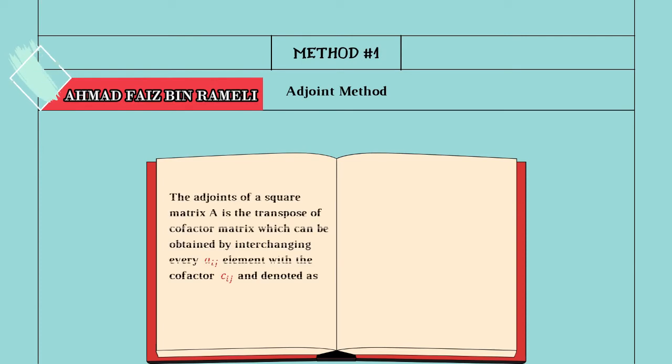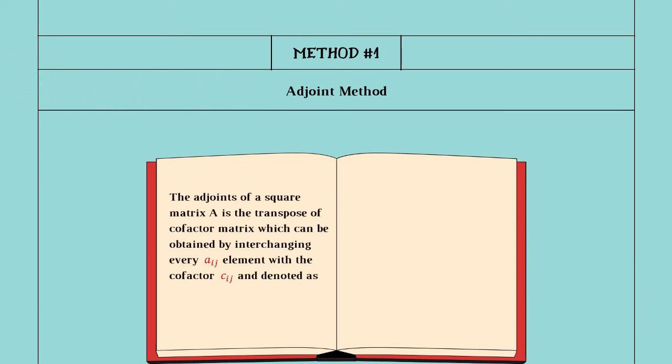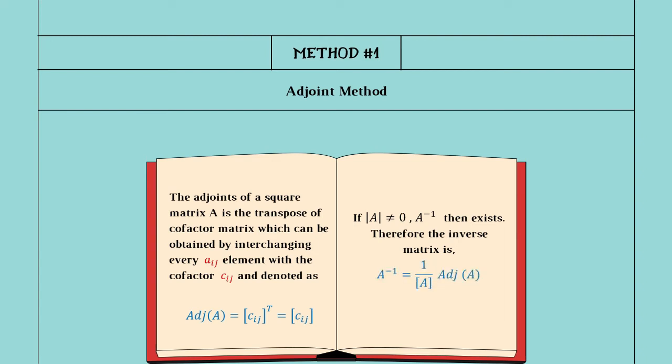Adjoint method. The adjoint of a square matrix A is the transpose of the cofactor matrix, which can be obtained by interchanging every Aij element with the cofactor Cij, and denoted as adjoint matrix A equals the transpose of matrix Cij. If the determinant of matrix A doesn't equal 0, the inverse of matrix A then exists. Therefore, the inverse of matrix A equals 1 over determinant A times adjoint A.